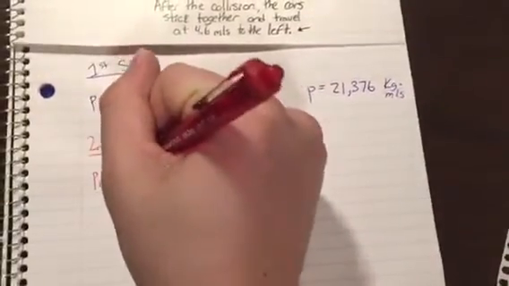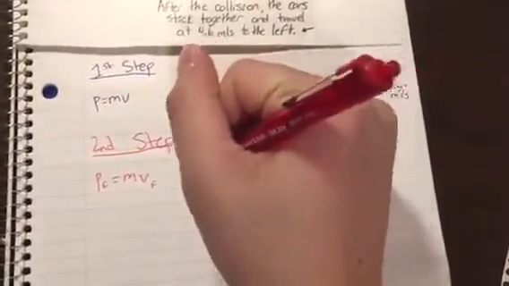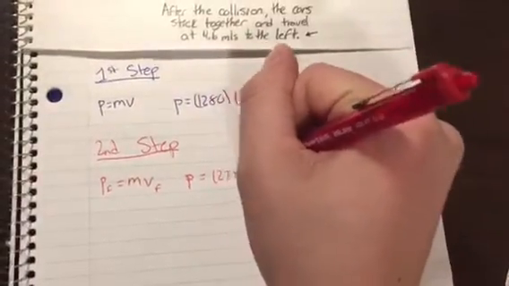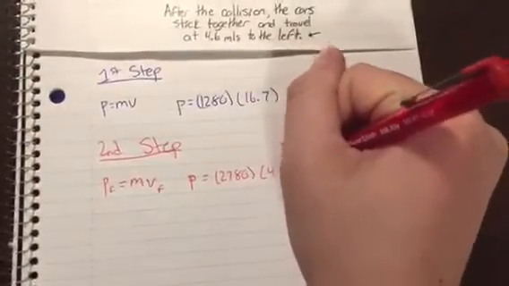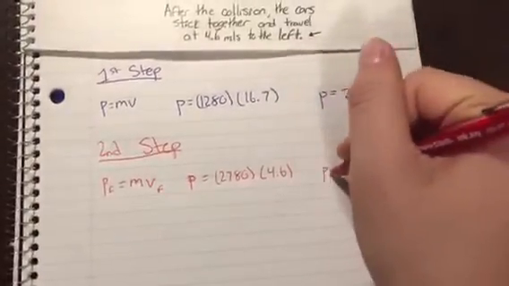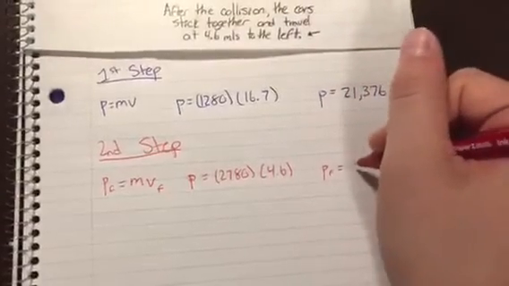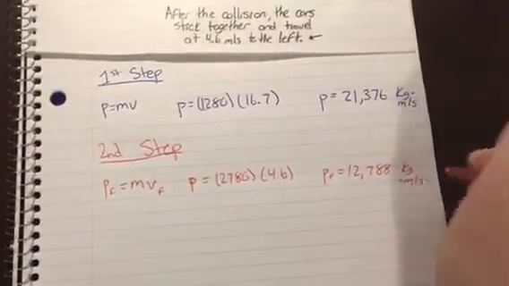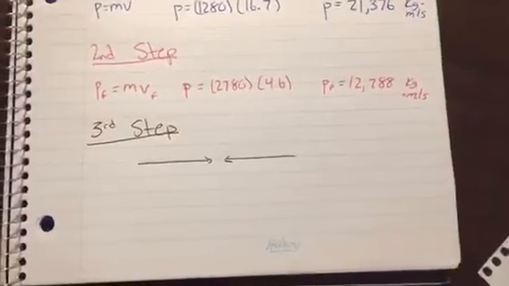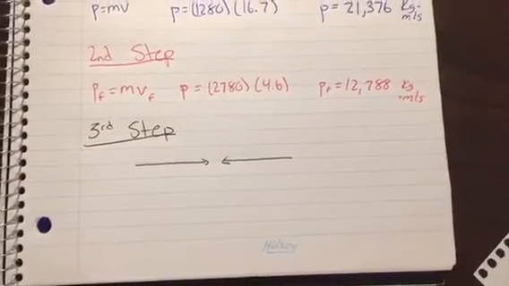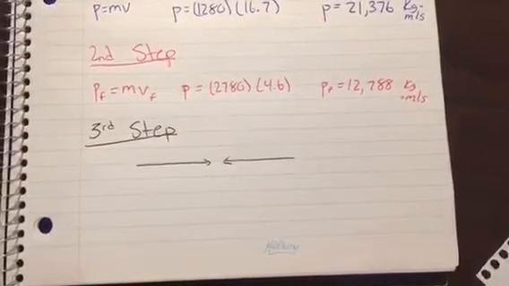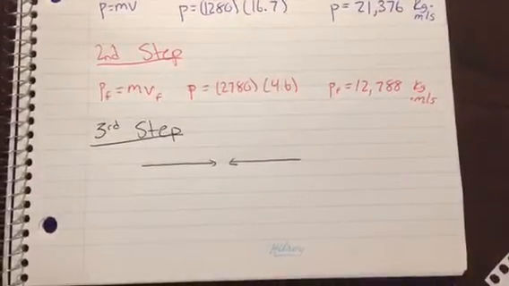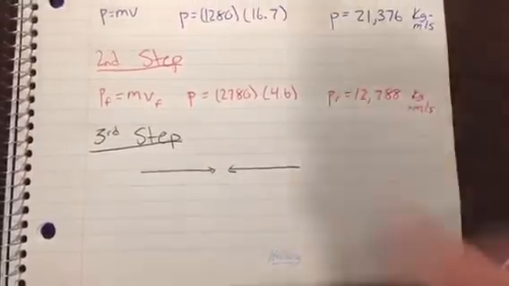PF equals mvf. P equals our total mass times our final velocity, and we would get a final momentum of 12,788 kilograms times meters per second. Now we know that the momentum in the first car was 21,376 and the final momentum was 12,788 kilograms times meter per second. Now we can solve for the momentum of the second car, which is our next step.